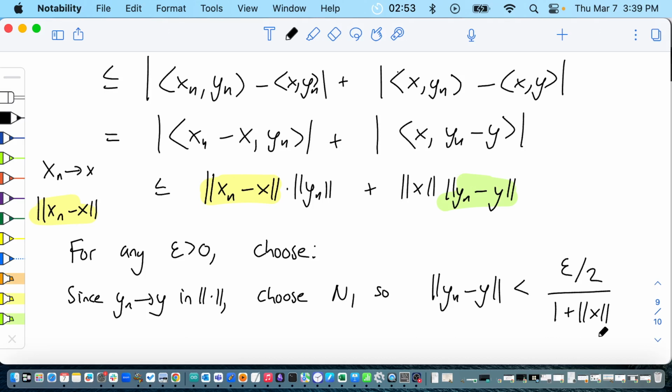Technically, if the norm of x equals 0, you've made a boo-boo of dividing by 0. So it's very, very smart to add 1 so that you don't divide by 0. And the norm of x divided by 1 plus the norm of x is still always less than 1. So this 1 plus is a nice technical way to deal with this problem.